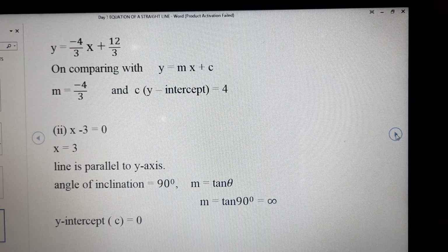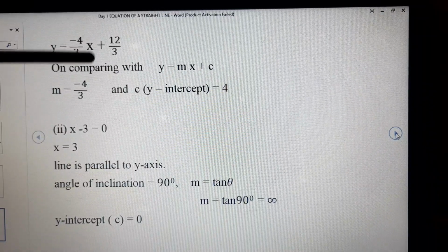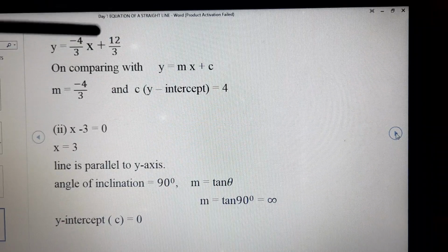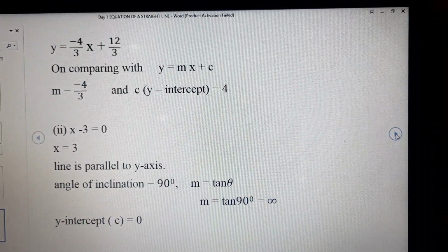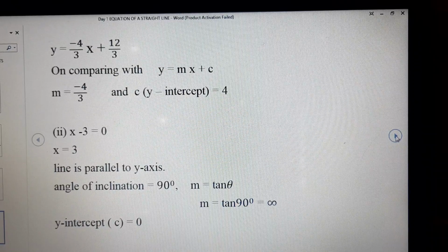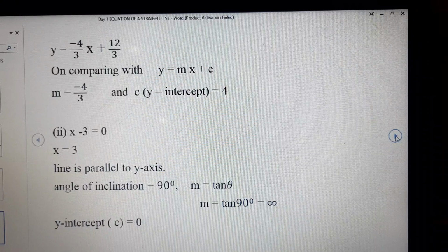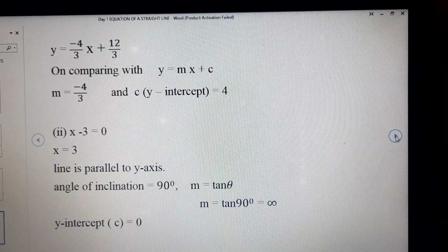Now if we compare it with y is equal to mx plus c, m becomes minus 4 upon 3 and c becomes plus 4, the y-intercept. So the y-intercept becomes 4 units and m becomes minus 4 upon 3. Clear? Moving on to the next part.